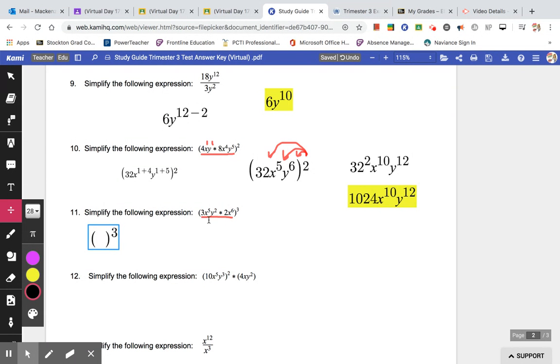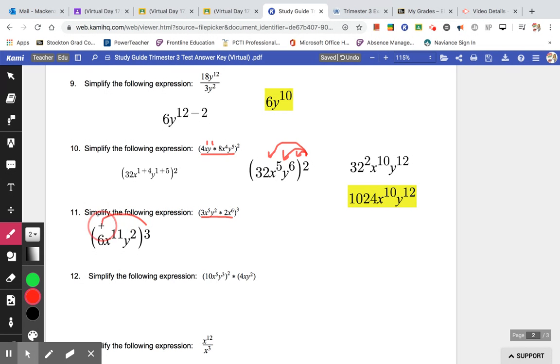Then on the inside, we have a 3 and a 2 as coefficients. So we multiply 3 times 2 and get 6. We have 2 sets of x's, so I'll combine them into one x and add their exponents. So we do the 5 plus 6, and we'll get to the 11th power. And we only have one y, so I'll keep that y and square it, because there's a squared here and there's nothing to combine it with. So that's our first step, is just to simplify the inside using the product rule. Then we can get rid of this 3 by distributing it into the parentheses using the power to power rule.